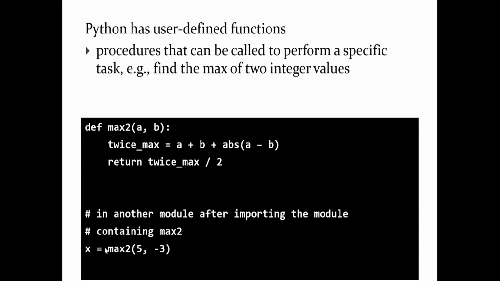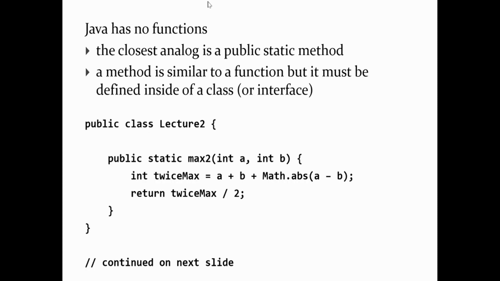Now to call max2, you know that in Python, you just write max2 round brackets, pass in the arguments to the function, and if the function returns a value, you can store it in a variable. Well, Java is exactly the same, except Java has no functions. The closest thing that Java has to a function is what's called a public static method. Don't worry what public static means right now. Just accept the fact that there's this stuff that you have to write in front of it, and I'll explain exactly what public means and what static means in a later lecture.